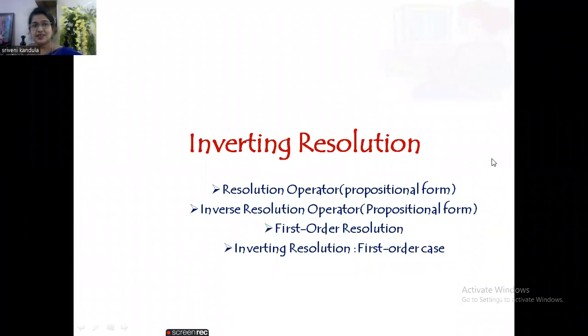In this session, let us discuss inverting resolution. In order to understand this topic, first of all, you should know about the resolution operator in propositional form and the inverse resolution operator in propositional form. With the help of that, we will be studying first order resolution, and we will also study inverting the resolution in the first order case. Let us get into the details.